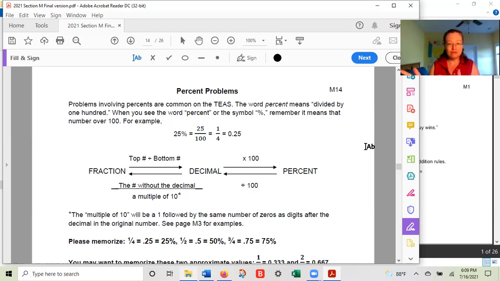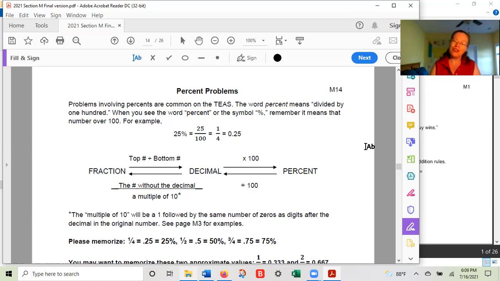I have a little schematic here, a little demonstration of how you can go from a fraction to a decimal by taking the top number divided by the bottom number. And you can go from a decimal to a percent by multiplying by 100. Now you'll find that your decimal will get 2 places larger, moving the decimal 2 places to the right to make a larger number as you go from a decimal to a percent. And I know it's 2 places because I'm multiplying by 1 with 2 zeros, the number 100.